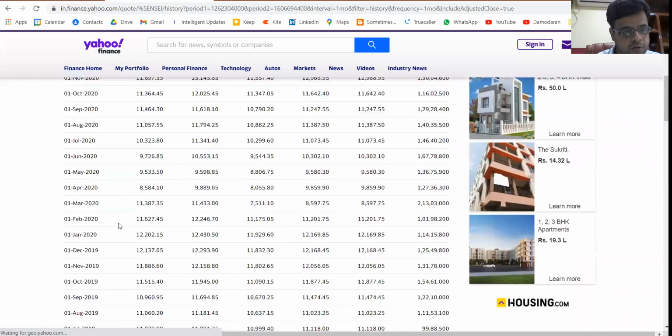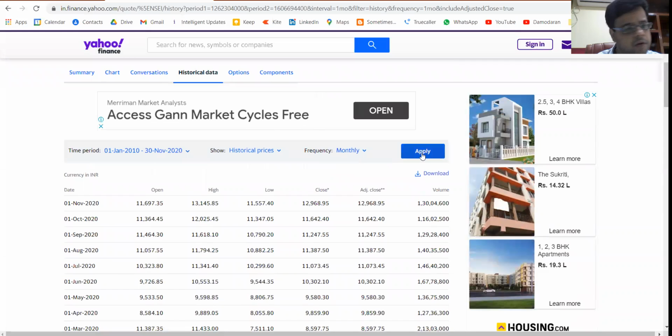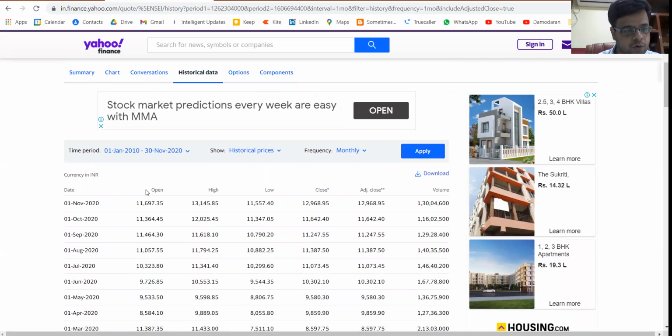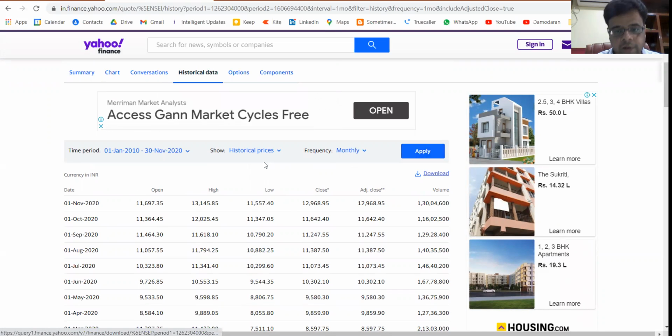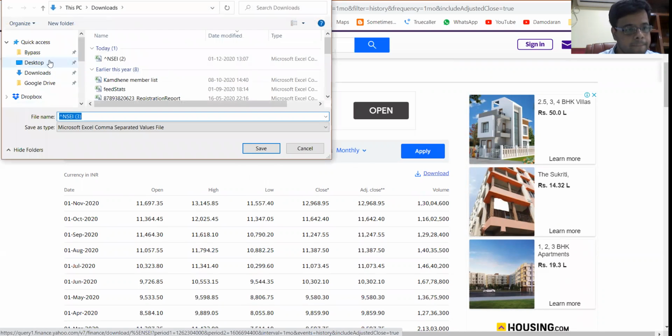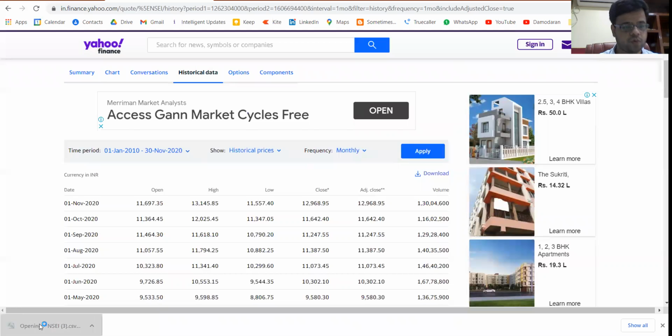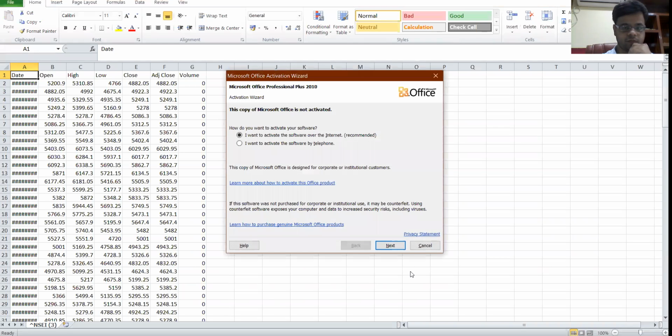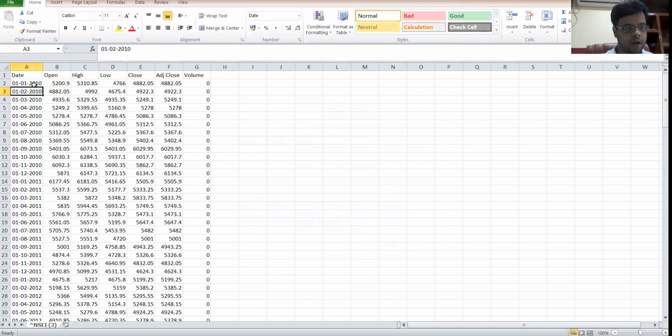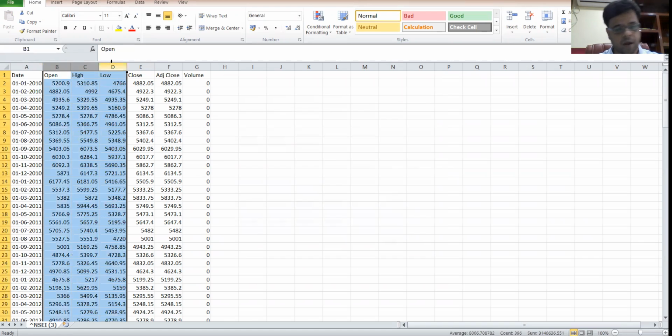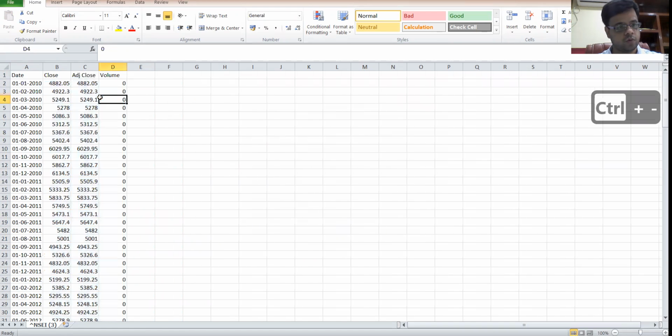And I can apply this first. This gives me a historical return. It's actually a little less than 11 years, 1st January 2010 to 30th November or 1st November 2020. So that's okay. And I'll download this database. So this is actually monthly highs and lows and closings. And we download it. I am not interested in the open, high and low. I'm only interested in the monthly closings.